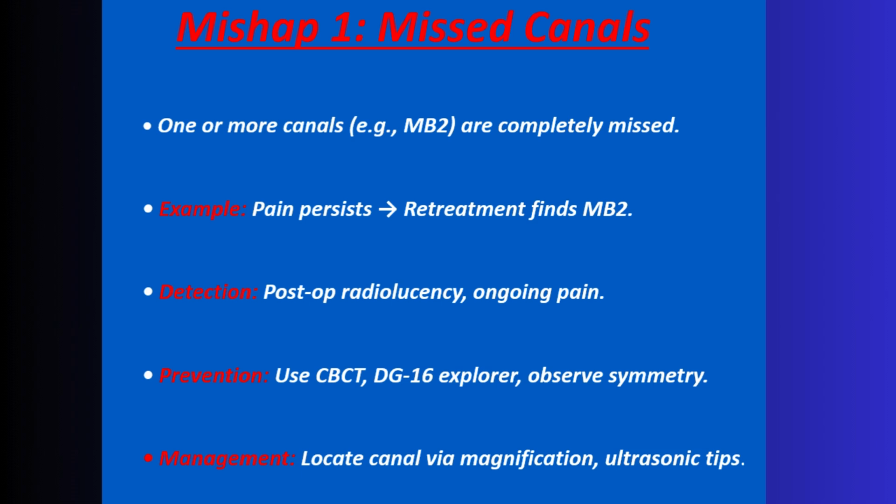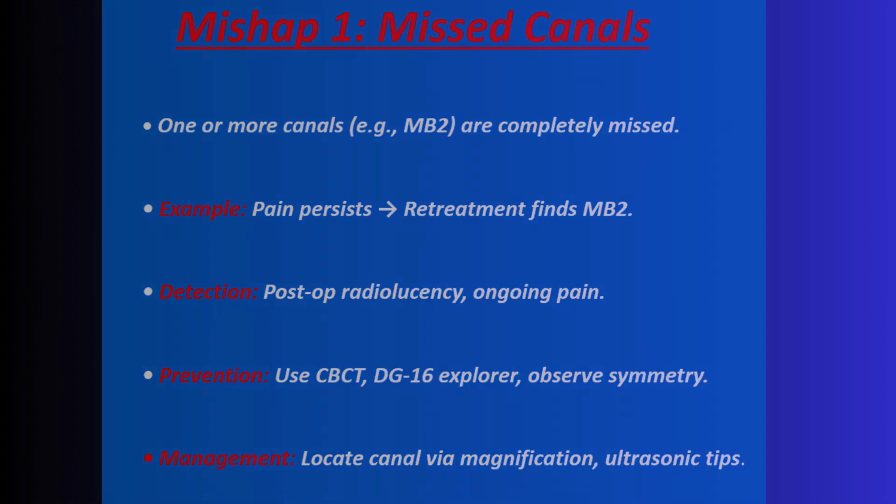How to detect: post-op radiographs showing radiolucency despite treatment, and clinical signs of persistent symptoms. How to prevent: use CBCT in complex cases. Always map the floor of the chamber carefully using a DG16 explorer. Look for symmetry and color differences in the pulpal floor. How to manage: retreatment if necessary. Locate and treat the missed canal using magnification and ultrasonic tips.